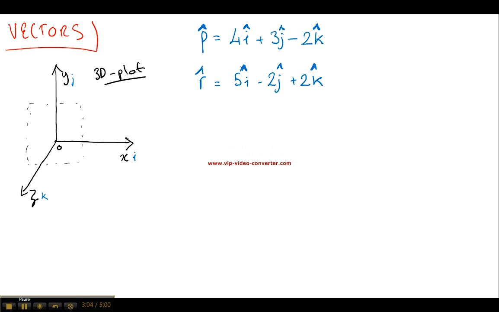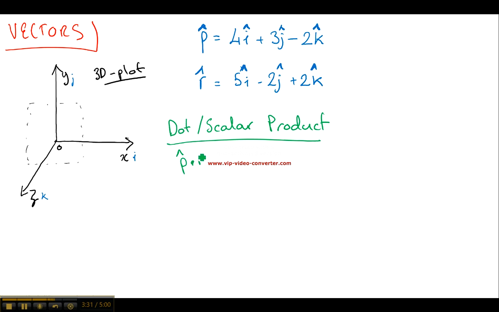The first thing we're going to look at is something called a dot product. The dot product is also called the scalar product, and what that does is when you multiply p with r, you will get out a scalar. Okay, so just a value, just a number.